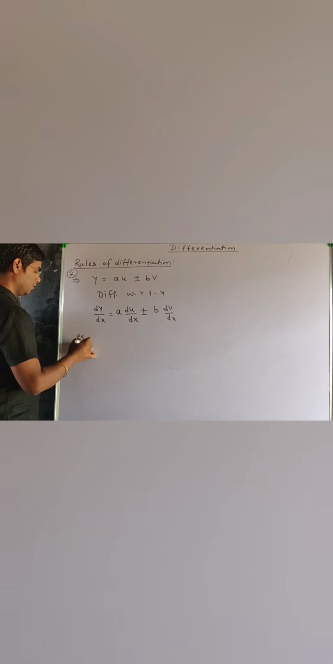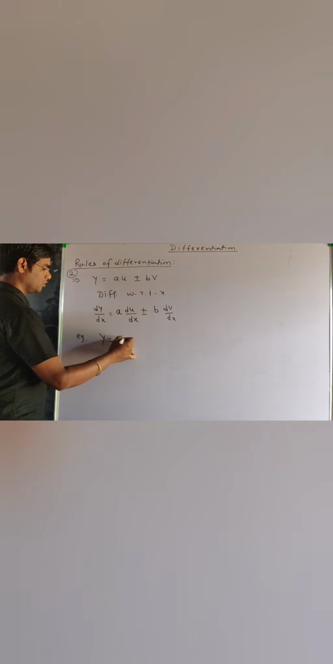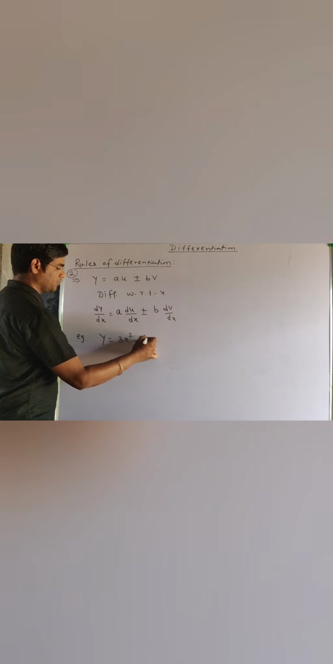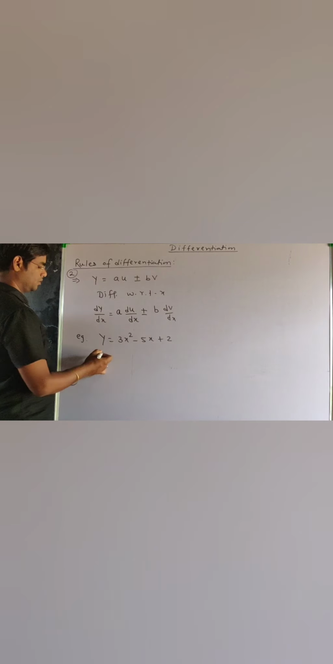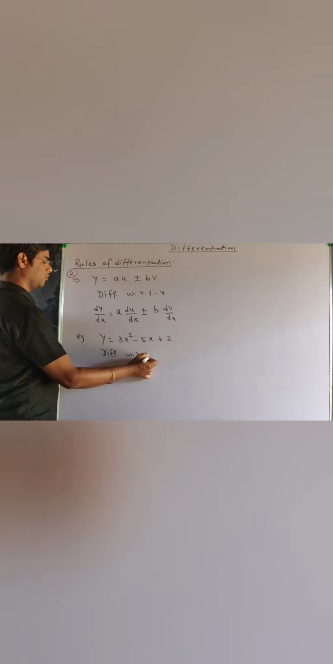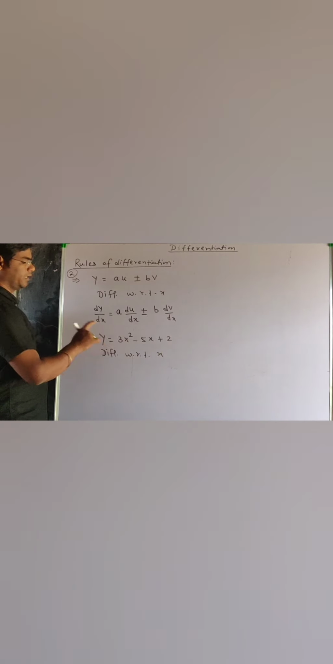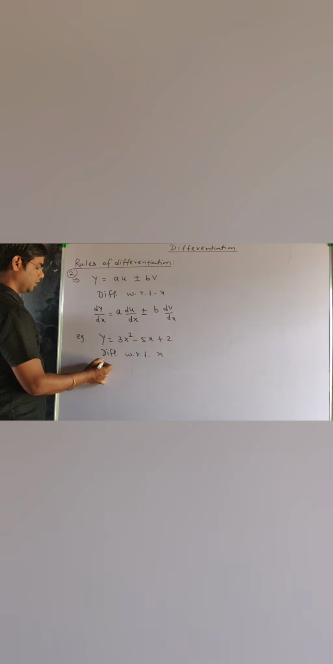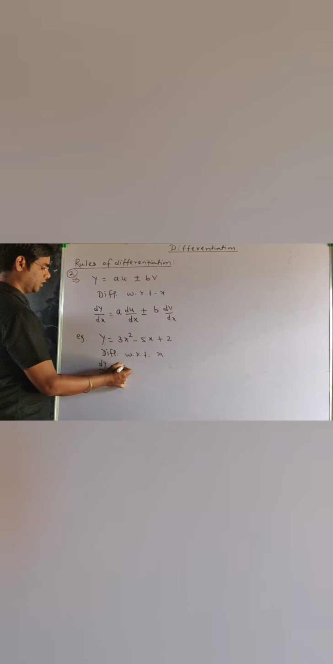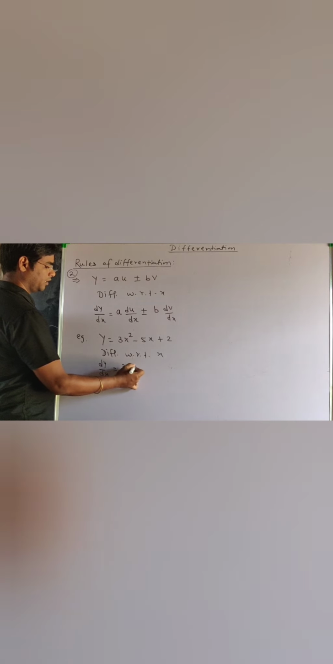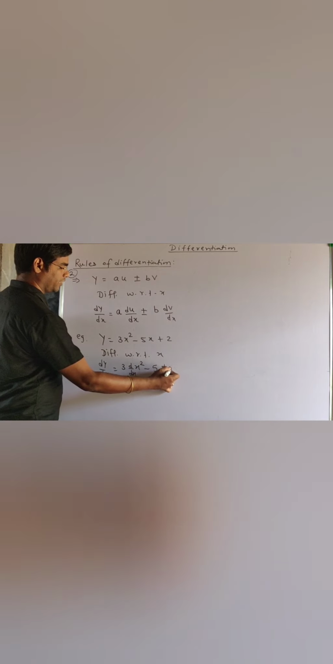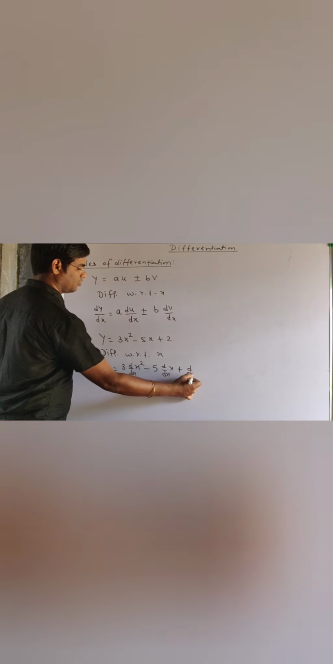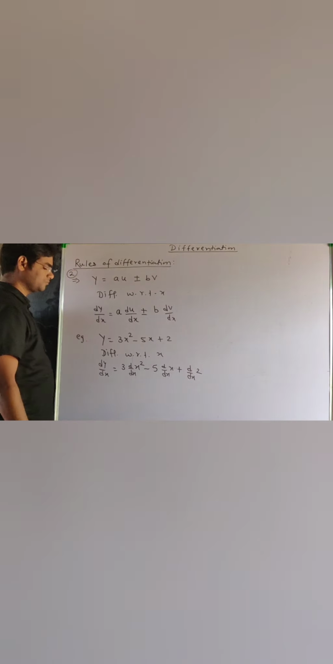For example, y is equal to 3x square minus 5x plus 2. Here we have sum or difference terms. So what is the rule of sum or difference term? Write down d by dx operator with all the terms and take constant common. So dy by dx is equal to 3 is constant, so taking common, and derivative of x square minus 5 constant, derivative of x plus this is single constant, so no need to take common.